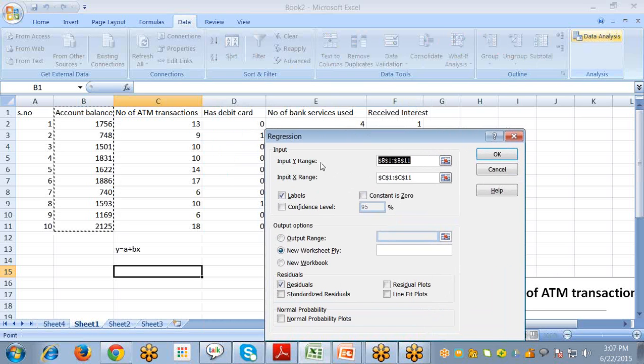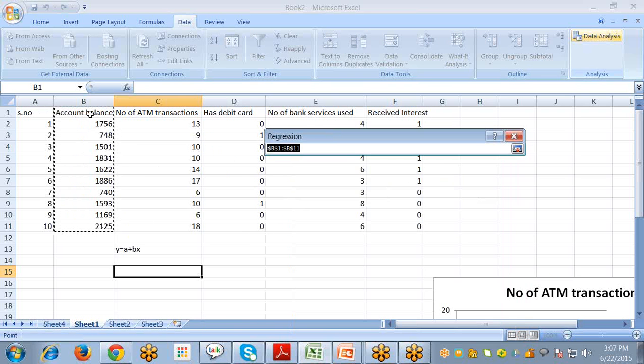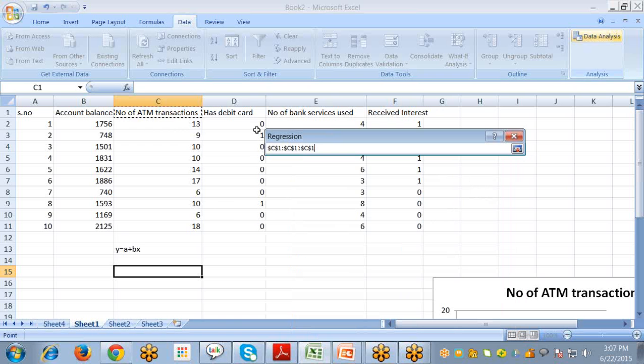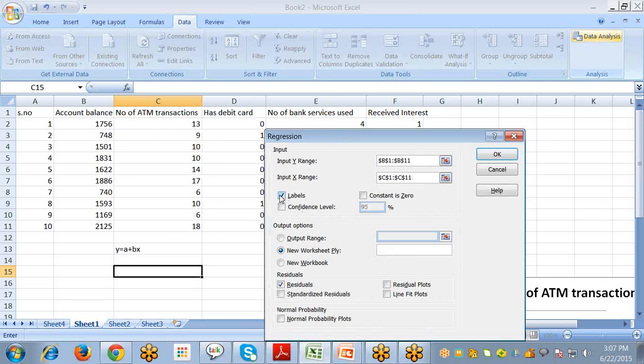Now the Input Y Range denotes the dependent variable, and my dependent variable is account balance. So I just click there and select the cells from this to this cell. Then there is the Input X Range, and I just click on the number of ATM transactions, to this cell. Then the first checkbox is Labels, which represents that we are selecting the labels also.